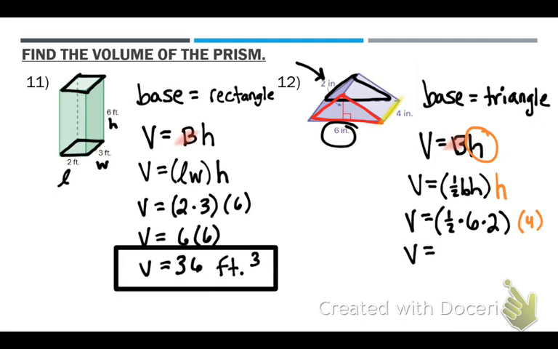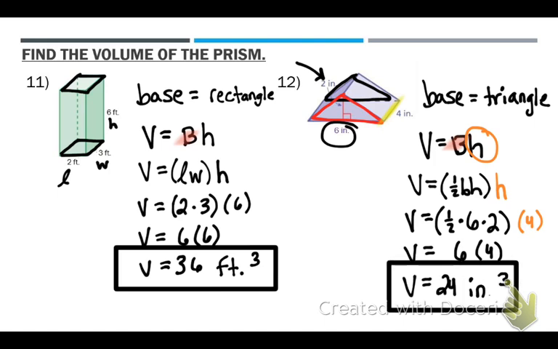Now we can see half of 6 is 3, 3 times 2 is 6, multiply that times 4, and our final answer is 24 inches cubed. Always remember volume, you're going to cube the units instead of square them.